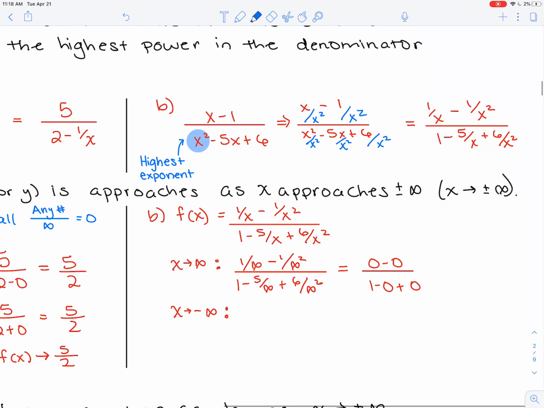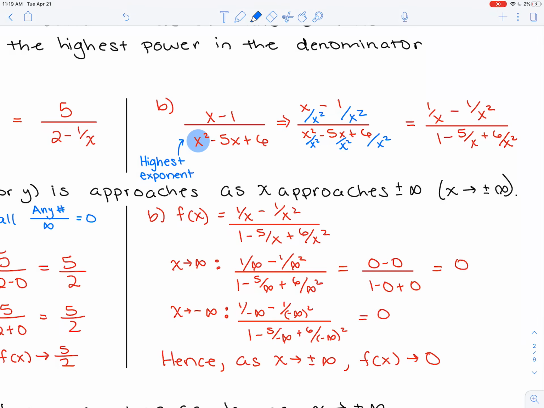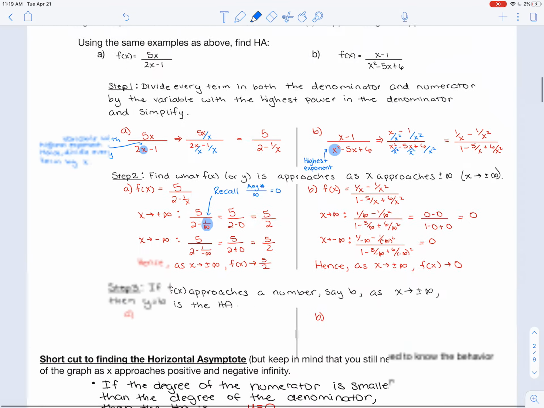That leaves me with 0 minus 0 over 1 minus 0 plus 0, and we get 0. And then for the negative infinity, we're doing the same thing, and we also get 0. Hence, as x approaches plus or minus infinity, f of x approaches 0. So for part B, what is our horizontal asymptote? If you said y equals 0, then you are correct.